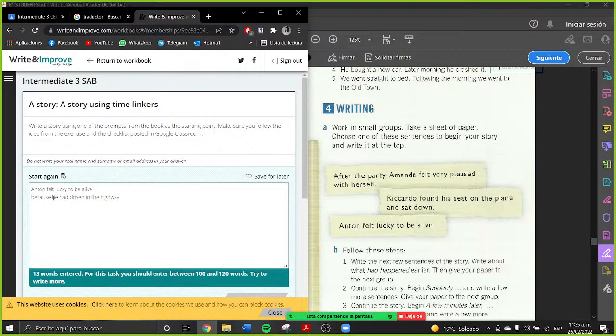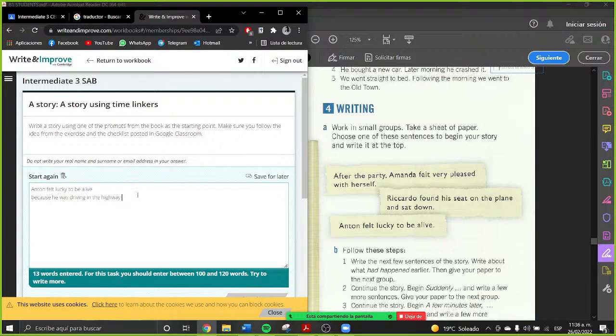¿Estaba manejando? Él había manejado en la carretera, pero creo que sí, es mejor el past perfect. He was driving. Driving, ¿no? Driving, yeah. Okay, because he was driving. Faltó el he. Sí, no sé por qué.